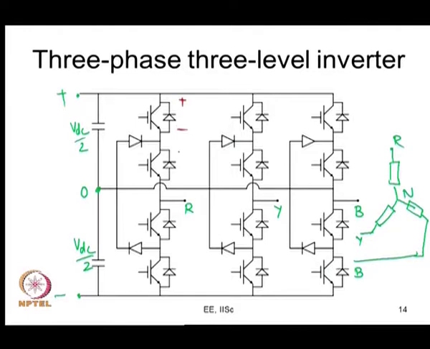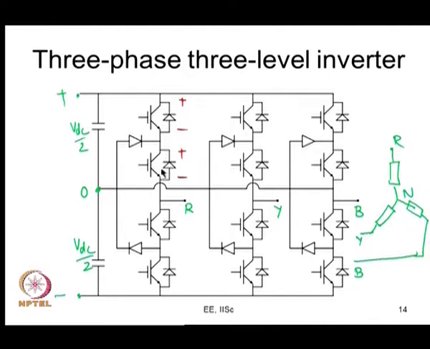So, they are blocking some voltage, and let us say this voltage is greater than 0.5 VDC. If it becomes greater than 0.5 VDC, what will happen? This will dip below zero, then this will come into conduction. So, this clamping diode makes sure that when they are sharing, the voltage across this is really no more than VDC by 2. So, it partly solves the problem of voltage sharing, and that is one of the advantages that we have here.